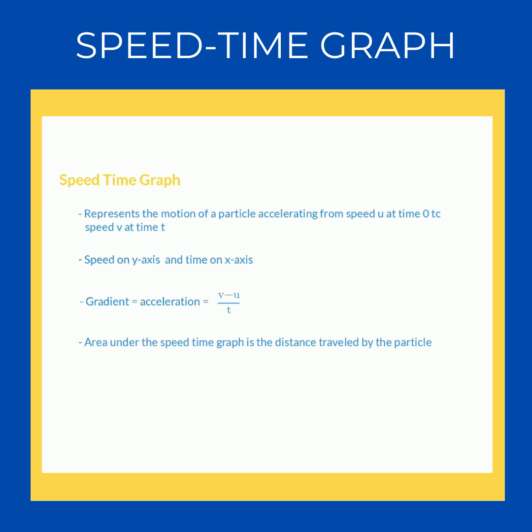The first is the gradient, which is equivalent to the acceleration, which is equivalent to (v - u) / t, where v is the final speed, u is the initial speed, and t is the time. Also, I can find the distance traveled by the particle by calculating the area under the speed-time graph.